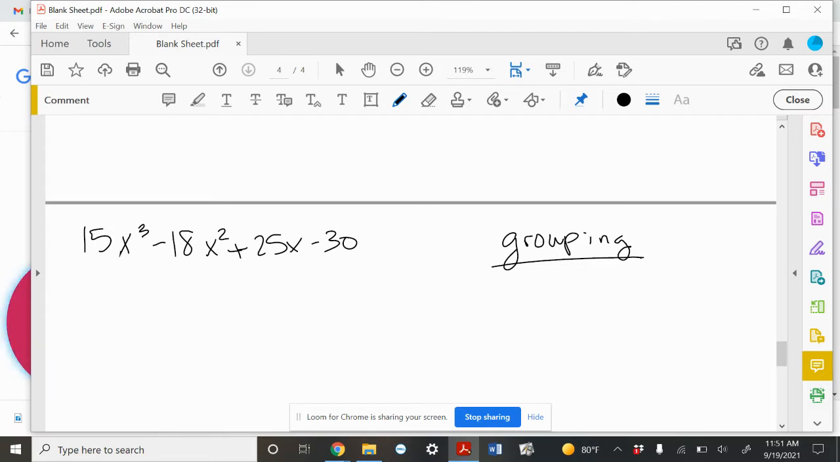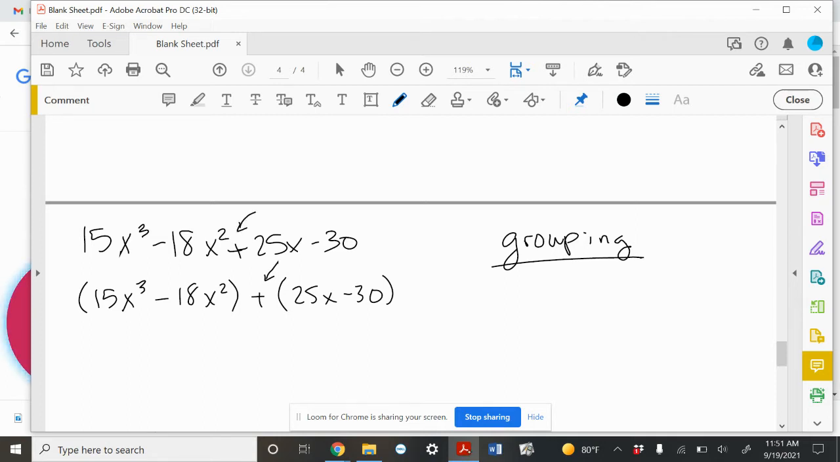Now, what does grouping mean? It means I'm going to group the first two together, and I'm going to group the last two together. So the 25x minus 30. Now, I have to be really careful. If this is a positive, it's really easy to group them just like this.